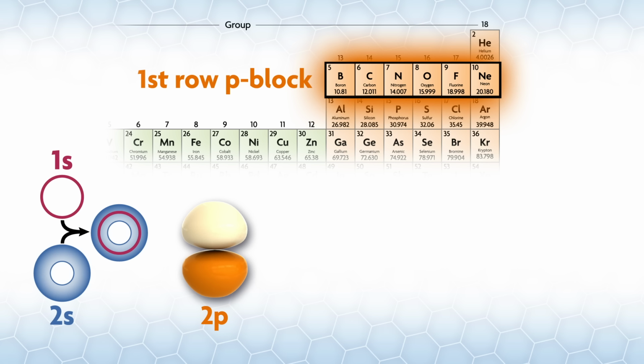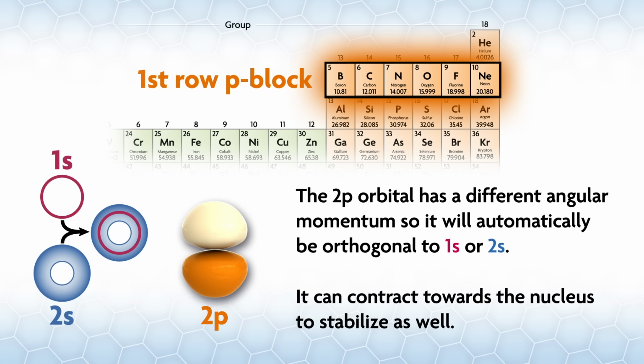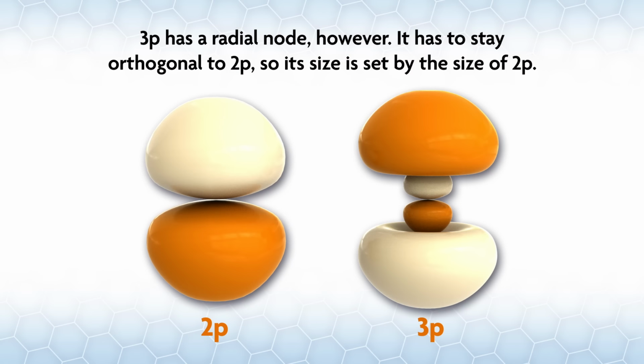When the 2p orbital appears for the first time in the first row p block elements, like carbon, it doesn't have to be concerned about being orthogonal to 1s or 2s, because it has a different angular momentum. It will automatically be orthogonal. It can contract towards the nucleus to stabilize as well. 3p has a radial node, however. It has to stay orthogonal to 2p, so its size is set by the size of the 2p orbital.